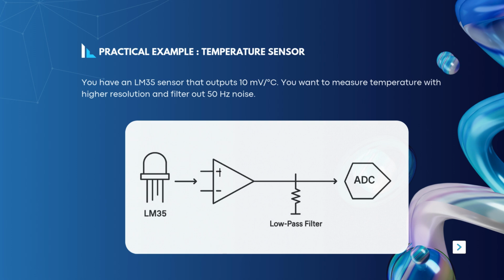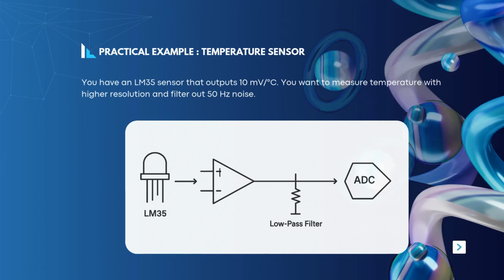Use an op-amp in non-inverting mode for gain equals 10. Add a low-pass RC filter with a cutoff at 10 Hz. Connect the output to a 10-bit ADC on an Arduino or STM32. This setup ensures you're feeding a strong, clean signal into your microcontroller.